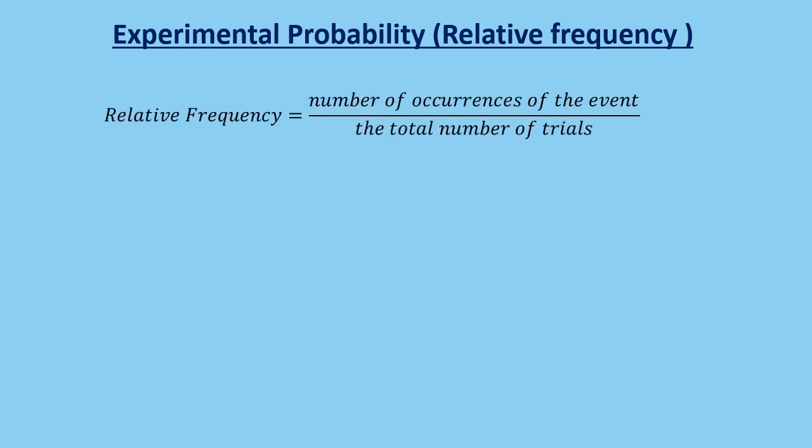Experimental probability, also known as relative frequency, is a way to calculate the probability of an event based on the actual results of an experiment or series of trials. It is calculated by dividing the number of occurrences of the event by the total number of trials conducted.